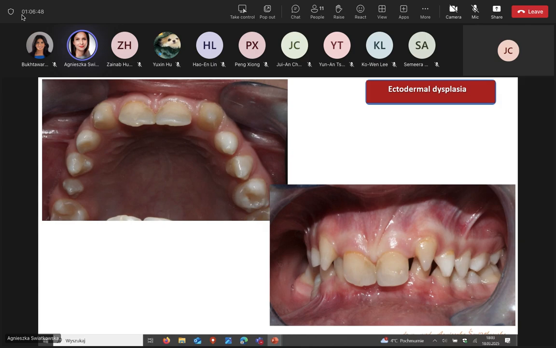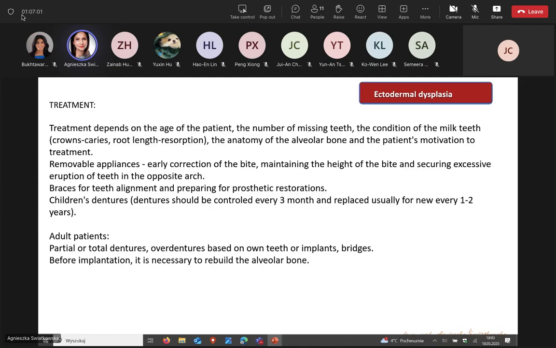That's why we leave these deciduous teeth as long as possible, because earlier we couldn't think about implantation or denture bridges. We can only think about dentures. Treatment depends on the age of the patient, the number of missing teeth, and the condition of the milk teeth. So if we don't observe resorption of the milk teeth, we leave them in the patient's mouth. Of course, the anatomy of the alveolar bone and the patient's motivation to treatment are also very important.